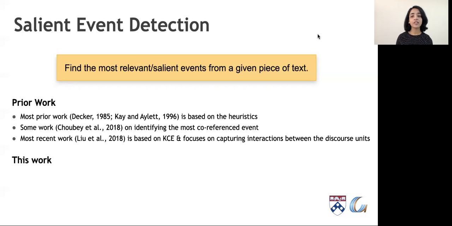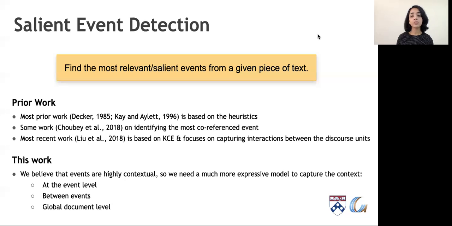But we believe that events are highly contextual and none of the prior work is expressive enough to capture that. So in this work, we focus on capturing the context by using a rich event representation, incorporating inter-event interactions, and the global document level context by designing a number of global features.